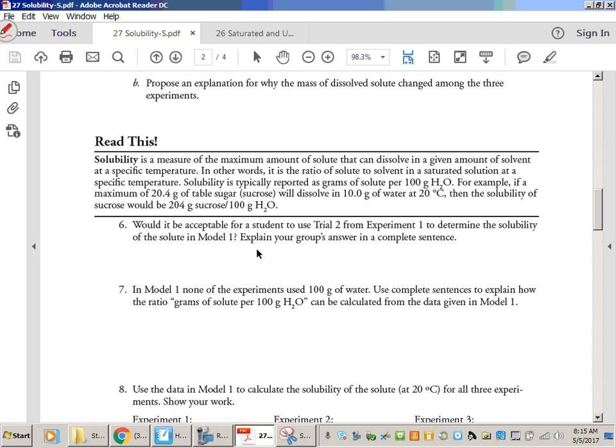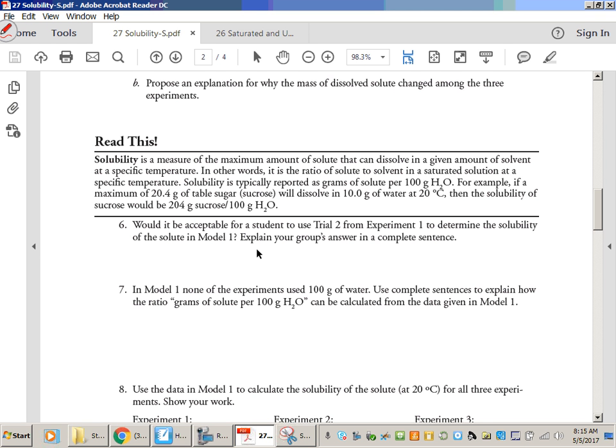Notice that graph that was on the video, it was like at this temperature. So it is pretty temperature dependent. In other words, it is the ratio of the solute to solvent in a saturated solution at a specific temperature. Solubility is generally related per 100 grams of water. For example, if you have 20.4 grams of sugar that will dissolve in 10 grams of water, we can actually make a ratio. What is that ratio?